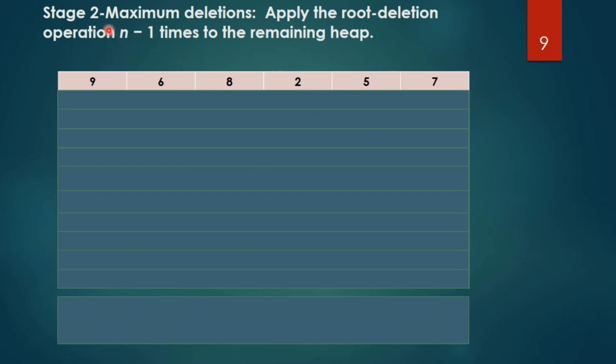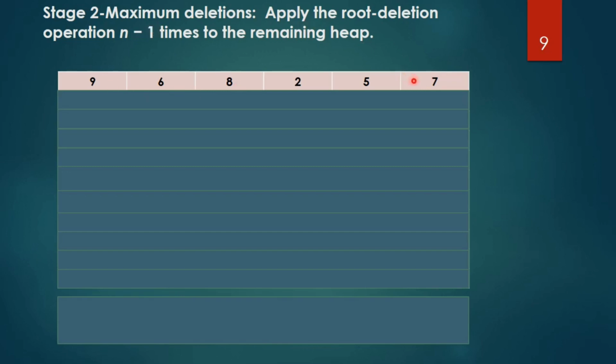from the previous stage. What the second stage says: apply root deletion operation n minus 1 times to the remaining heap. And this stage contains 3 steps. First is exchange root's key with the last leaf, and the second step says reduce the heap size by 1, and the third step says heapify. Heapify means you have to check for the parental dominance property. Those 3 steps need to be repeated many times.